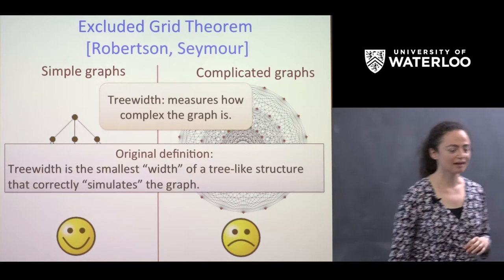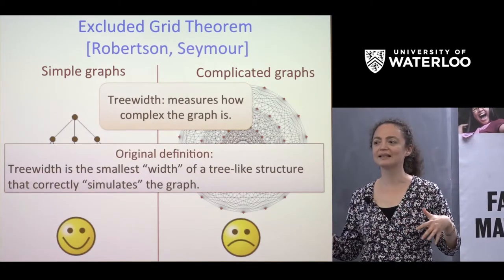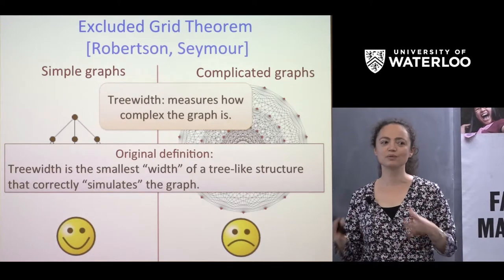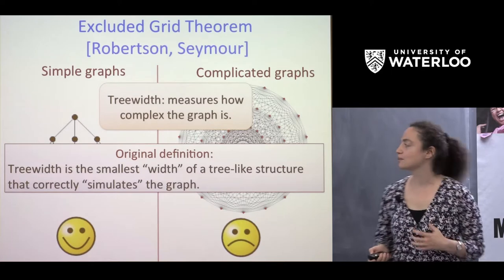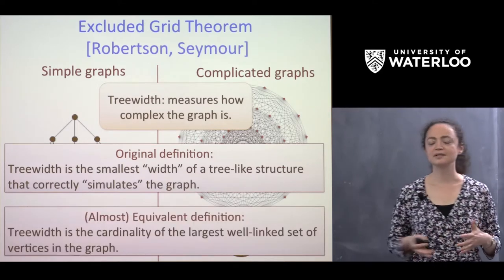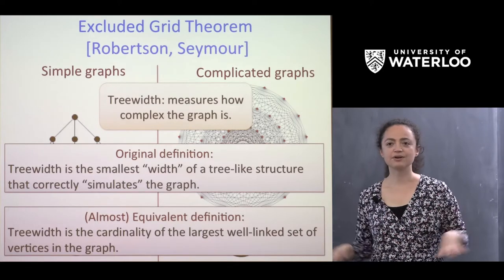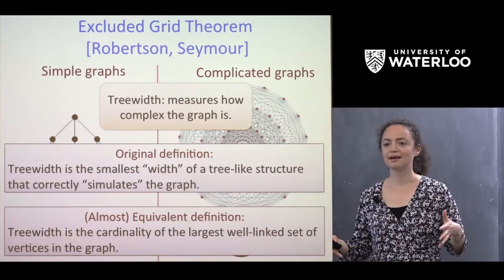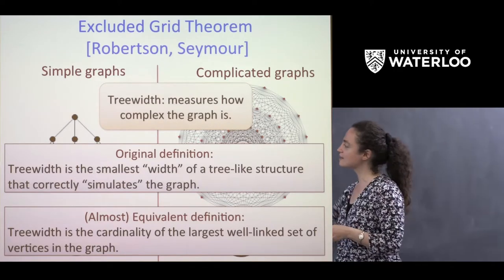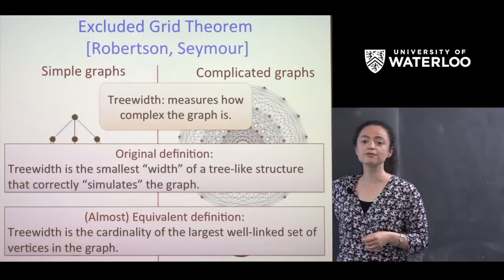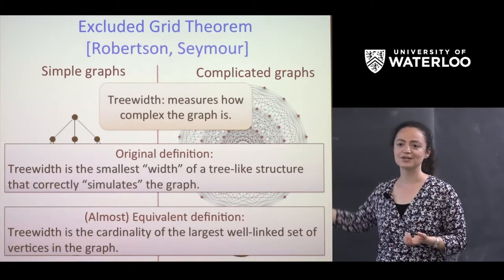The way treewidth is defined is through some tree-like structure that simulates your graph, and you look at the width of the structure. I don't want to go into that. You can define it equivalently by looking at well-linked sets of vertices in your graph. If you look at the largest well-linked set of vertices and look at its cardinality, then the cardinality is going to be the same as treewidth under this definition, up to a factor of 3. So if you want, you can define treewidth like this. It won't change things much.